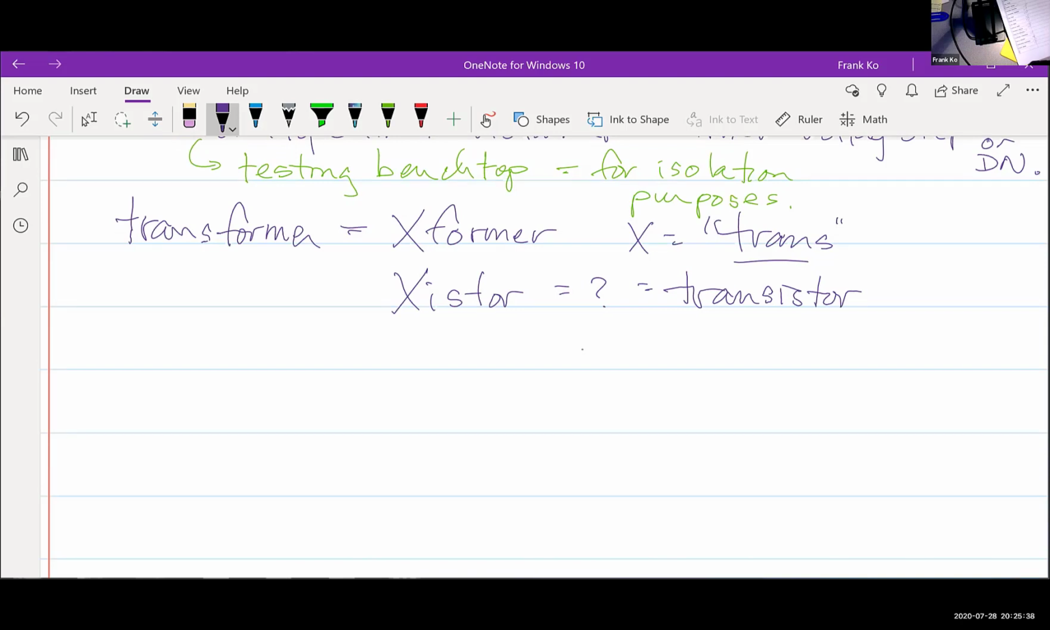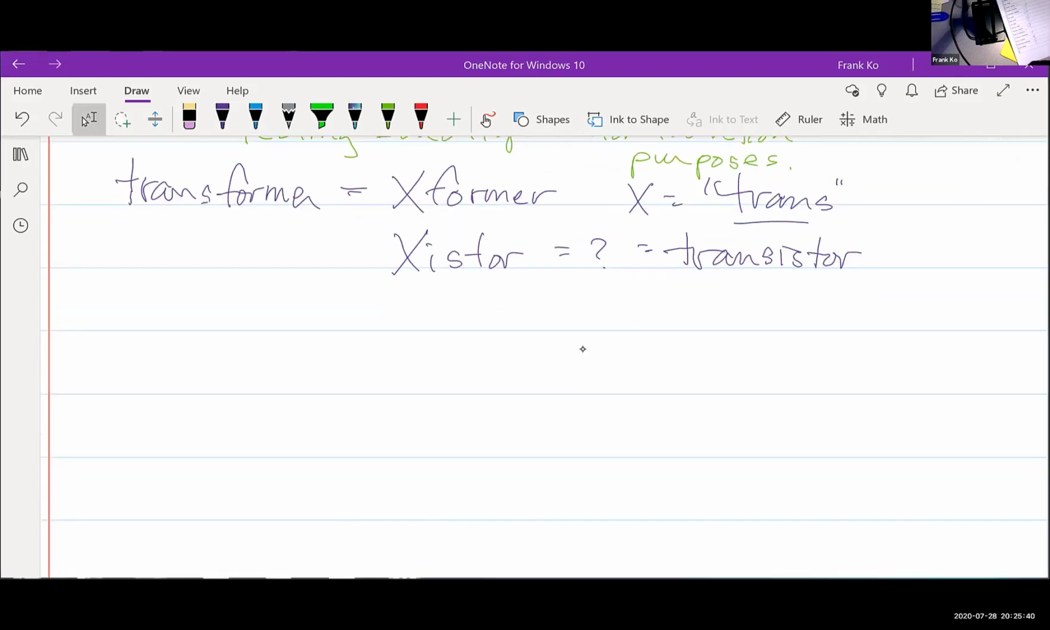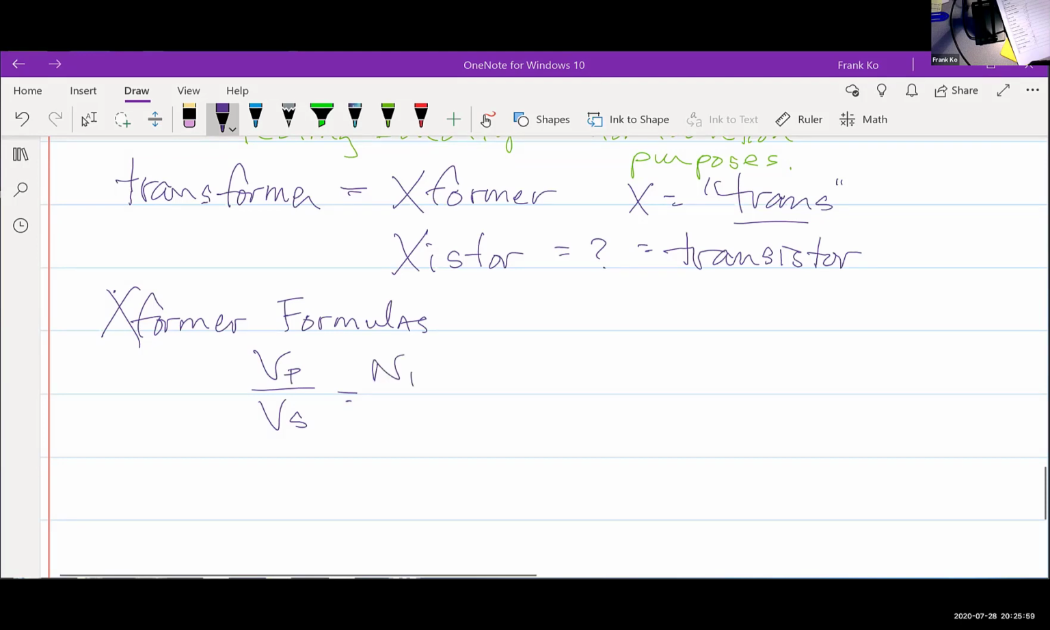All right, so transformer formulas. X-former formulas. There's very few, and they're very easy. They are VP over VS is equal to NP over NS is equal to IS over I primary.